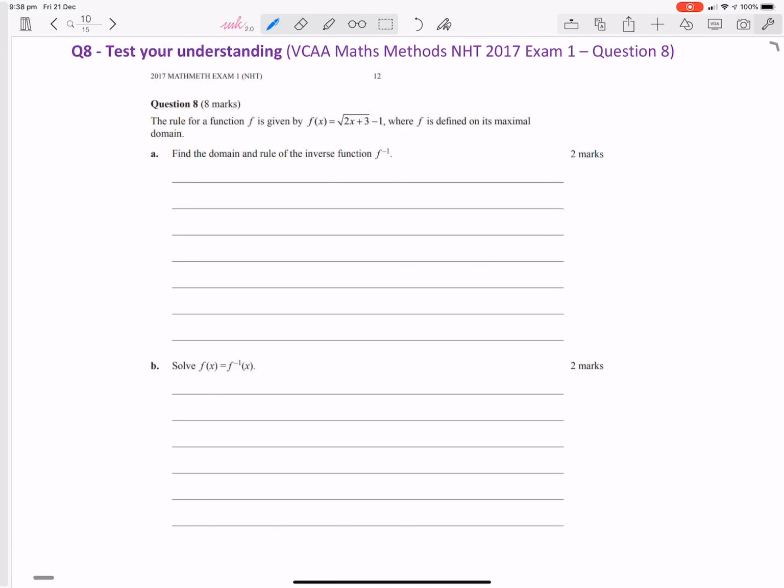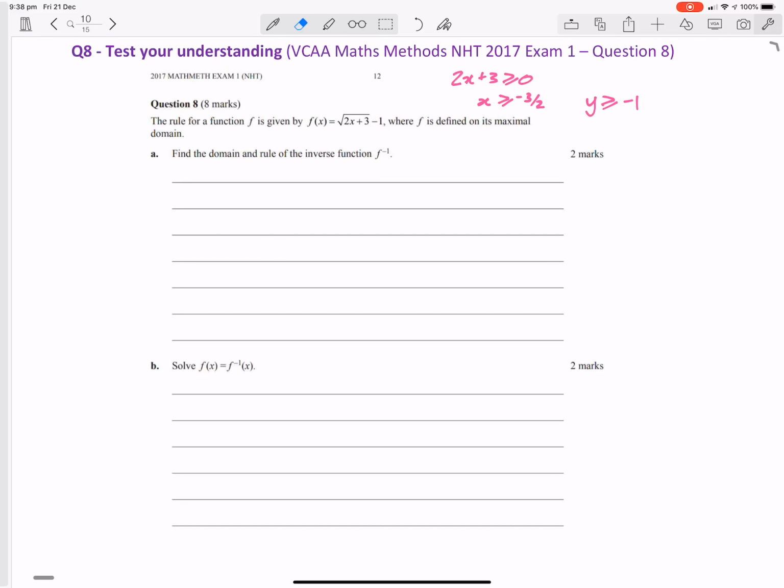Okay, now here's that hard question I was talking about. It says the rule for the function f is given by f of x equals root 2x plus 3 minus 1, where f is defined on the maximal domain. So here, if I wanted to find my maximal domain, we know that 2x plus 3 has to be greater than or equal to 0. So x has to be greater than or equal to negative 3 on 2. Okay, and my range, well, if this bit equals 0, then my y values are greater than or equal to negative 1. So that's my domain and range.